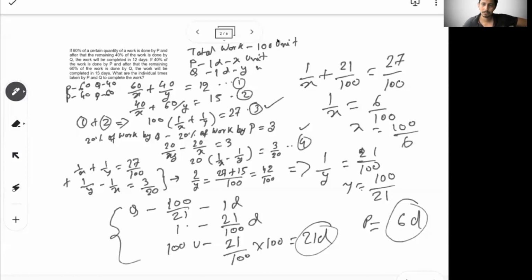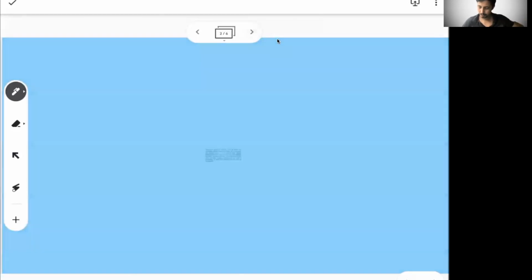And that's how the work is done. So basically, whenever a typical type of problem is there, see what you can assume. Here there is no relation between P's efficiency and Q's efficiency, so that's why we did not assume individual values of per day work done, but we assumed the total units, and then from the total units we distributed and formed these two equations and solved this. This is clear. Let's move to the next one.